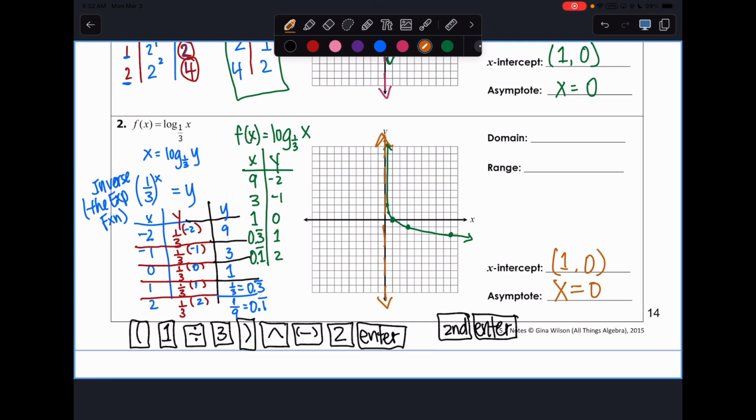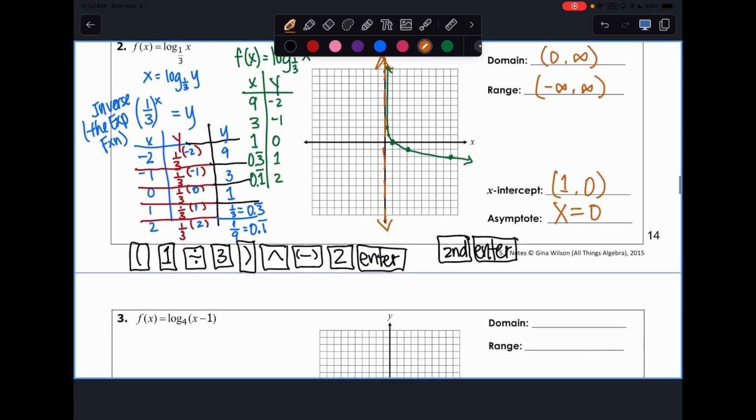What's the domain? Do we start from negative infinity or 0? 0, and we're going to go to positive infinity. What's the range? Good. Negative infinity to positive infinity. We don't look at left to right. We look from bottom to up for range. Okay? Are we that close? Is that why? Just climbing up, up and up.